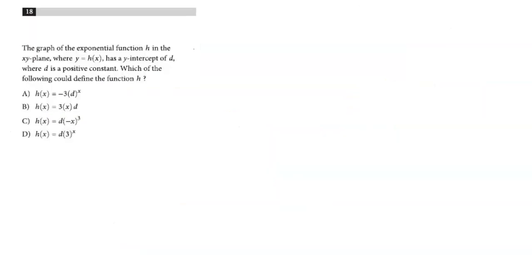The graph of the exponential function h in the xy plane, where y equals h of x, has a y-intercept of d, where d is a positive constant. So first thing we need to know is that d is some sort of positive number. Which of the following could define h? So first clue here is the graph of an exponential function. So remember what an exponential function is.